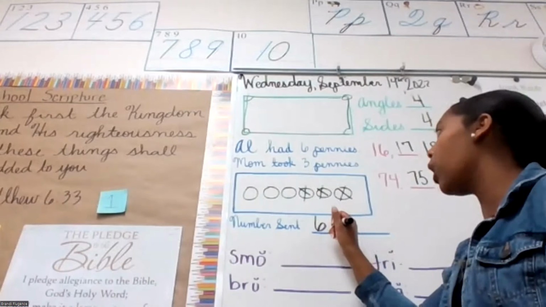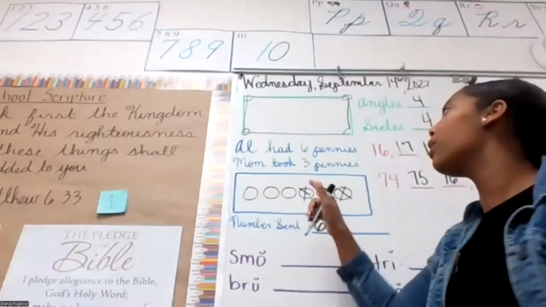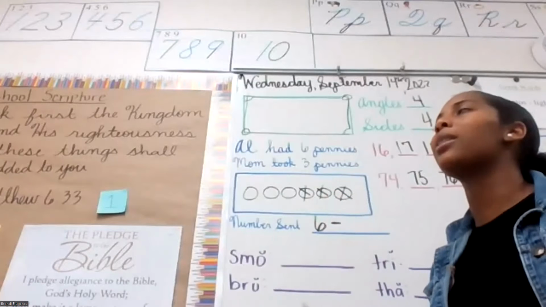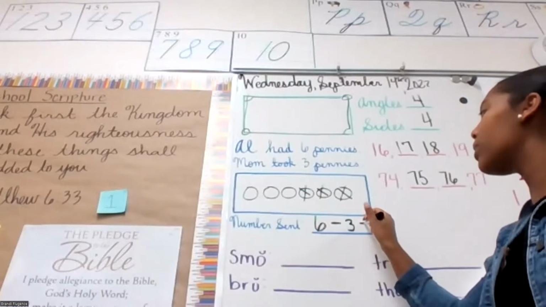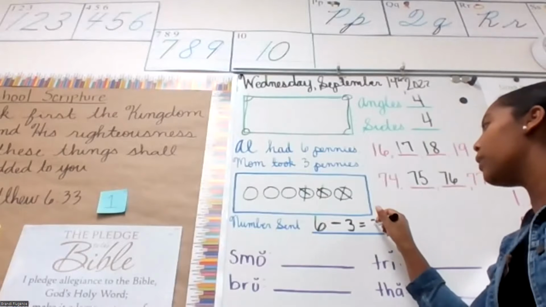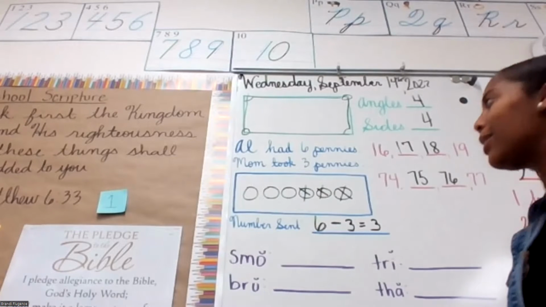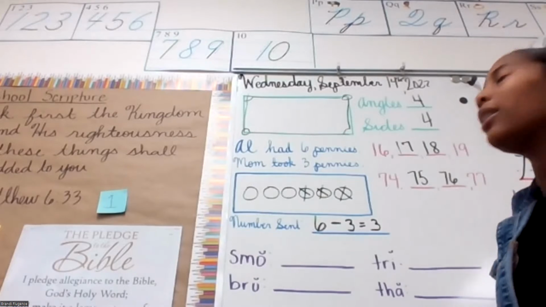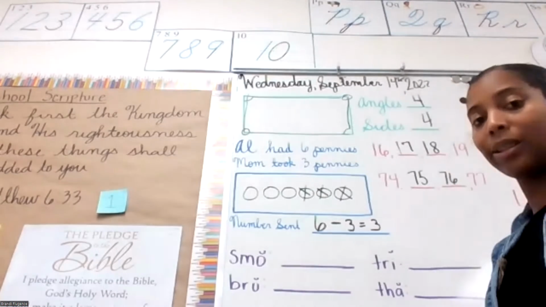Minus. He lost. Plus is when we're adding. Minus is when we're subtracting. He lost some, so that's a minus. How many did he lose? Three. And equals, how many does he have left over? That's our number sentence. Six minus three equals three, because Al had six, then he lost three. Now he only has three remaining.